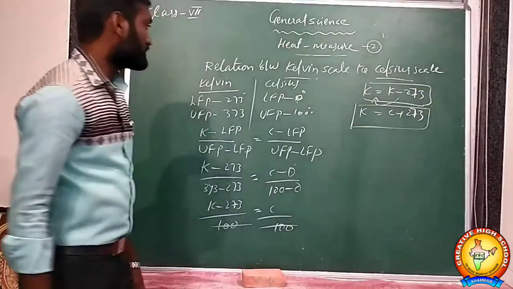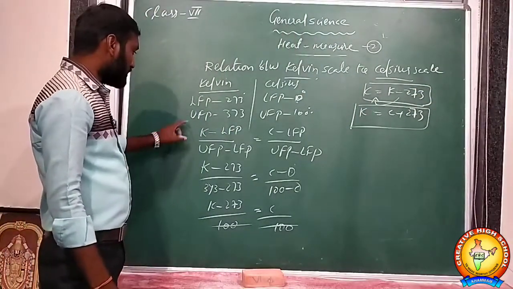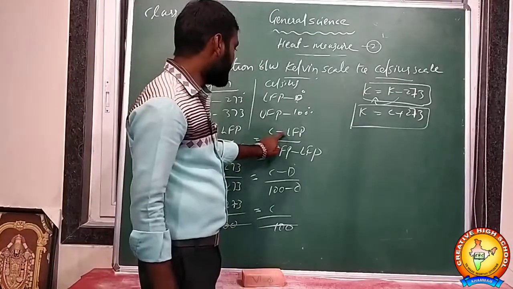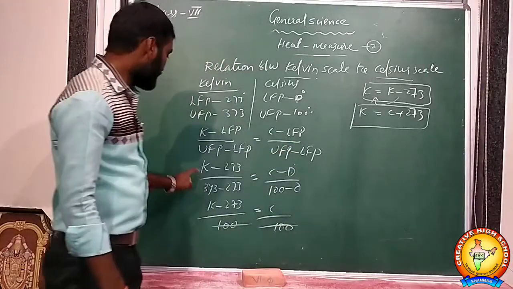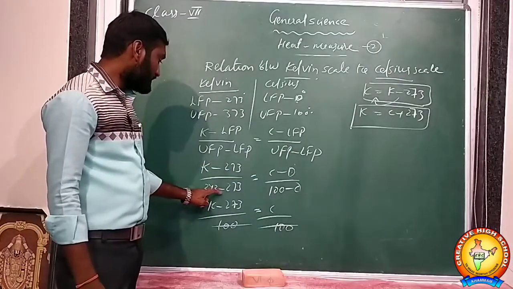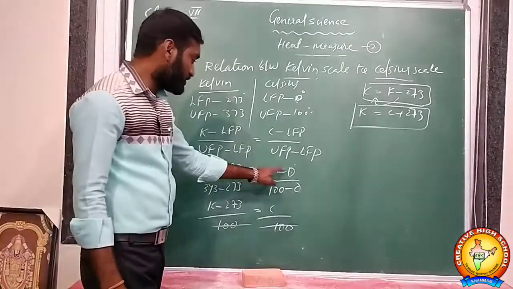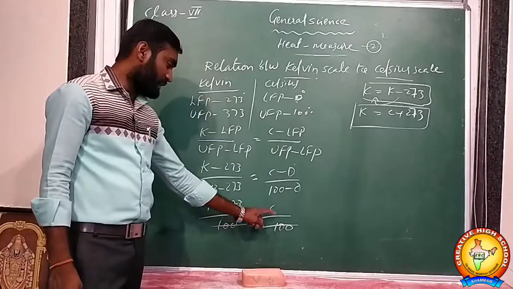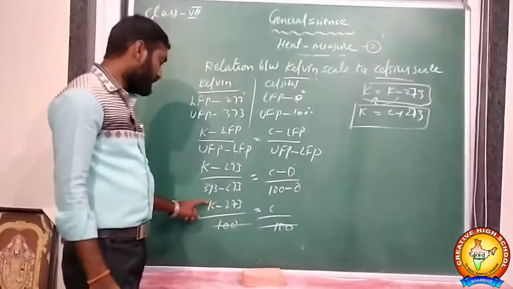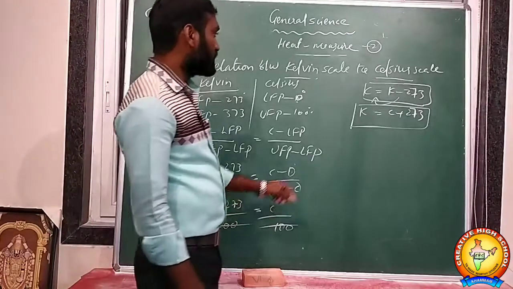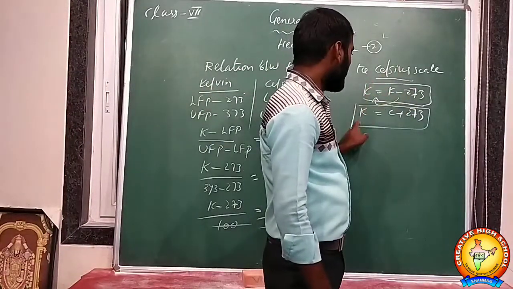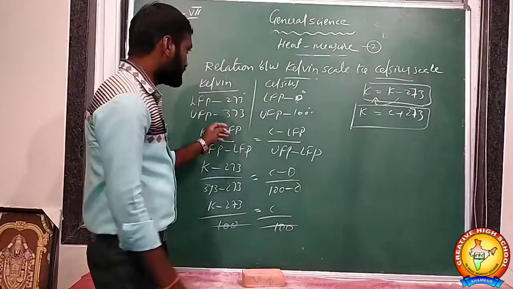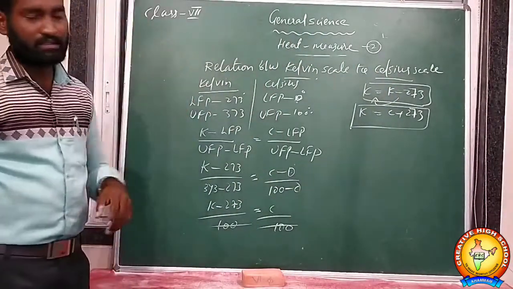Okay students, just know the formula: K minus LFP by UFP minus LFP is equal to C minus LFP by UFP minus LFP. K minus 273 by 373 minus 273 is equal to C minus 0 by 100 minus 0. K minus 273 by 100 is equal to C by 100. 100 gets cancelled. K minus 273 is equal to C. So C is equal to K minus 273, and K is equal to C plus 273. So this is the relation between K and C.